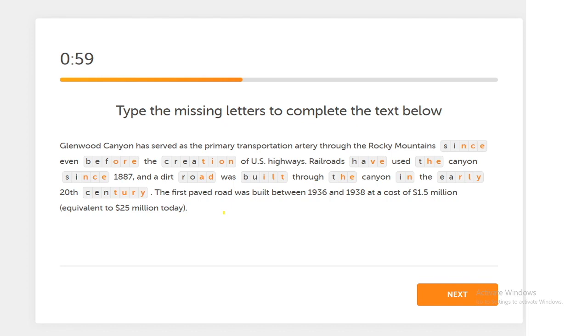Served as the primary transportation artery. What is an artery? It's also used in biology, so we'll also be taking up that. Through the Rocky Mountains.